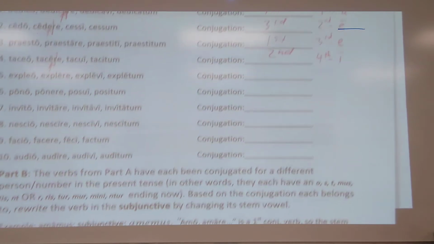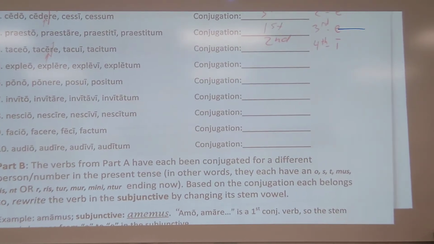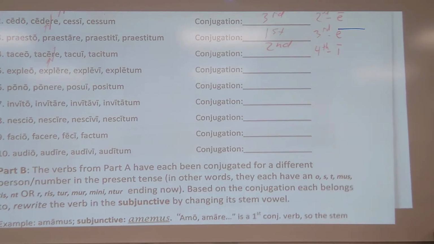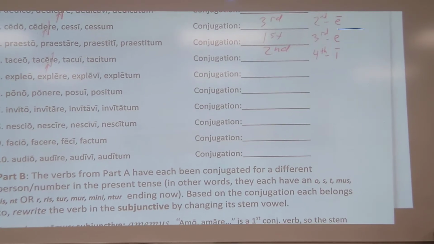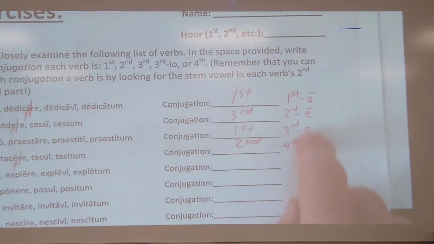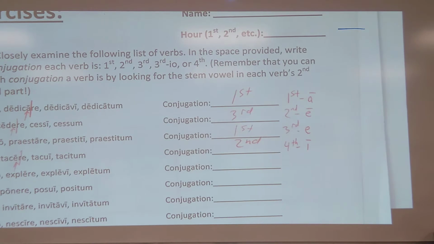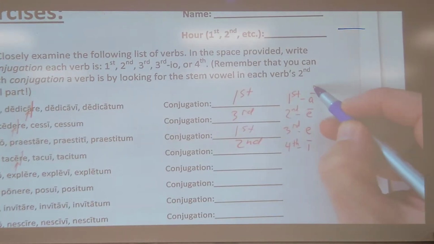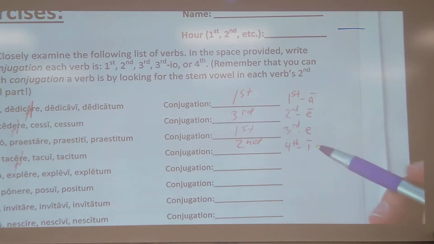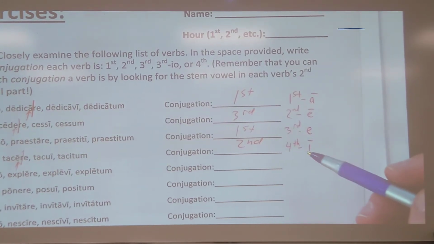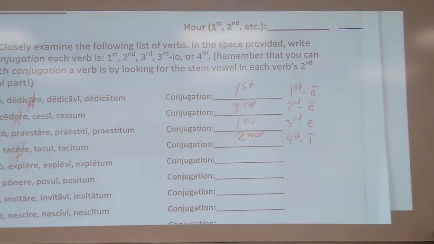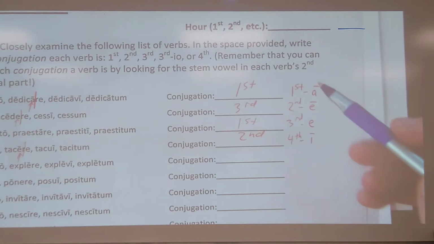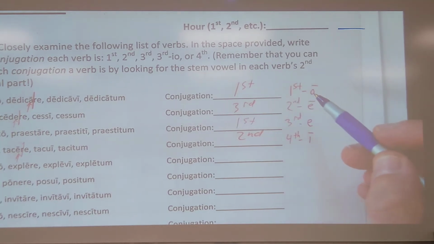All right, now for part B, we need to know one further step, basically. So we can actually just stick with the little graphic that we made here, and use a different color just to show this. This is our stem vowel for each conjugation. In the present subjunctive, really the only thing that changes, with some slight exceptions, is going from present indicative to present subjunctive.